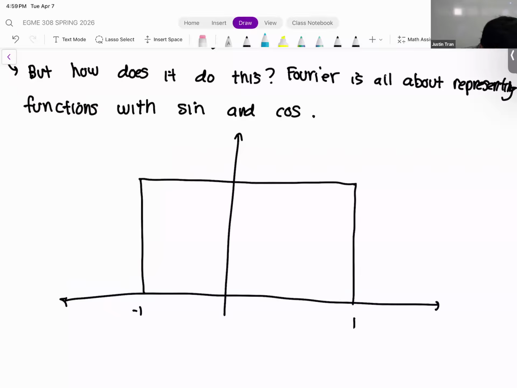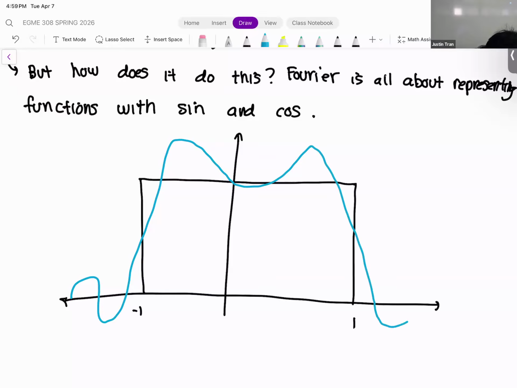Hang on. It's difficult to draw because I drew it lopsided. Sorry about that. Okay. That's probably as good as I can draw. Okay. So whenever you represent something with Fourier, you get this oscillating, back and forth, up and down. Okay.